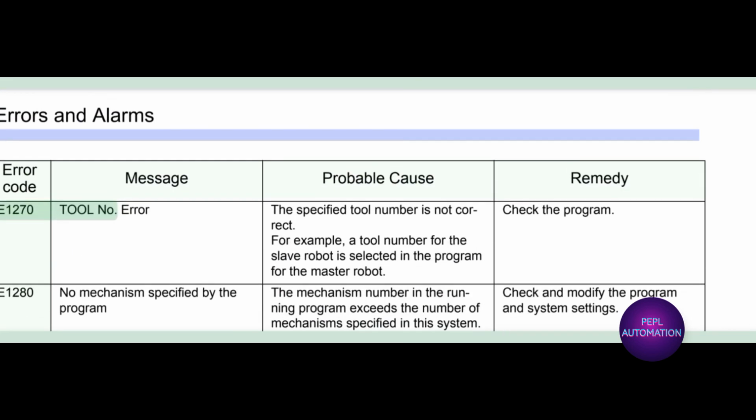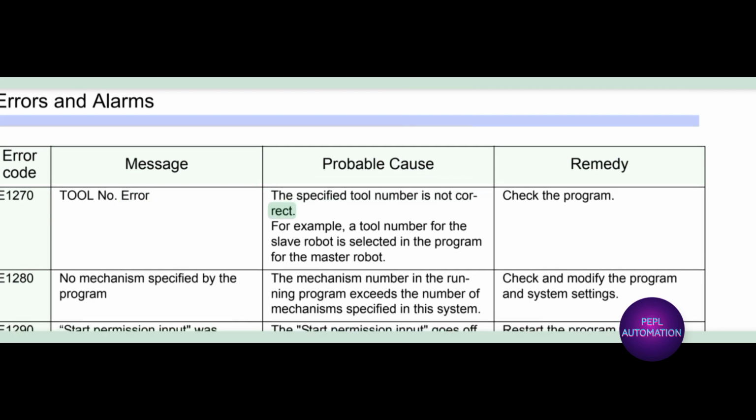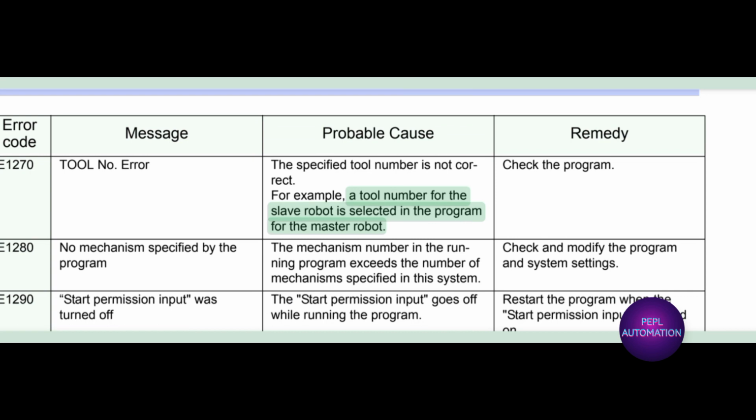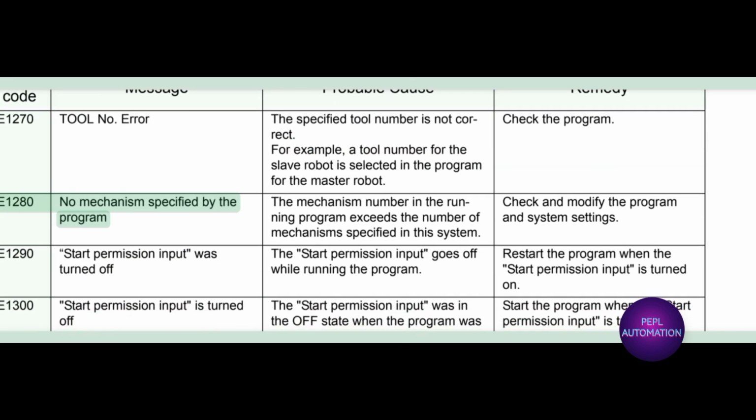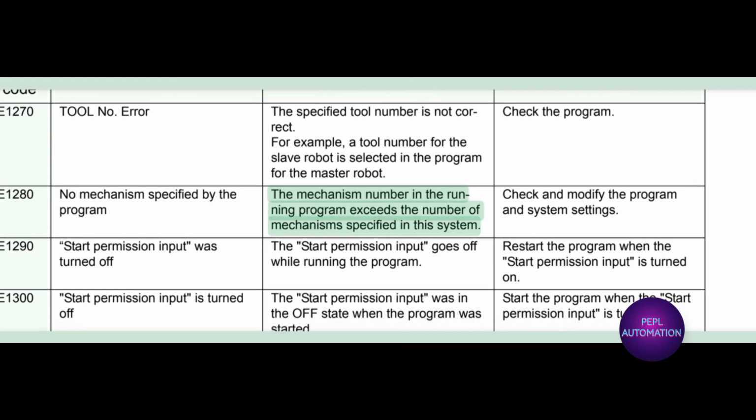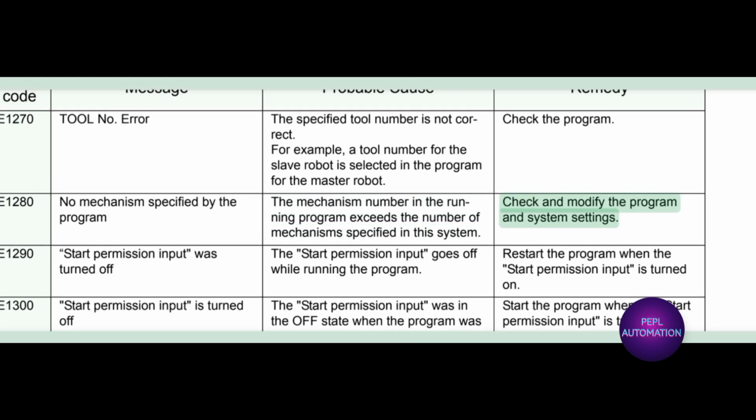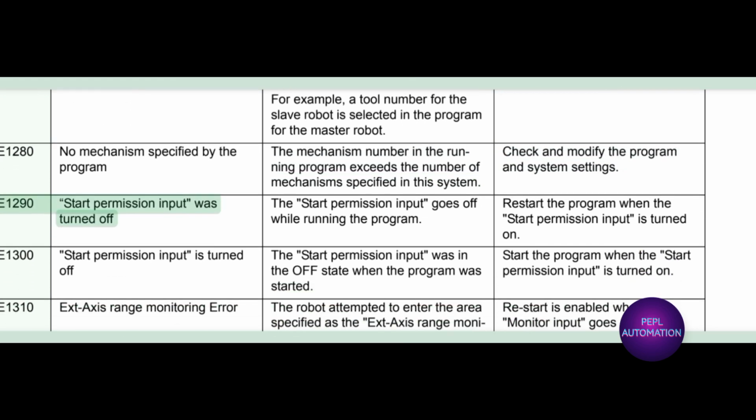E1270 tool no. error: the specified tool number is not correct. For example, a tool number for the slave robot is selected in the program for the master robot. Check the program. E1280 no mechanism specified by the program. The mechanism number in the running program exceeds the number of mechanisms specified in this system. Check and modify the program and system settings.